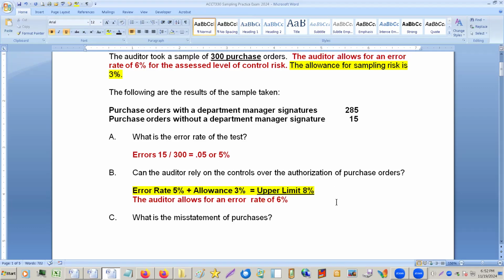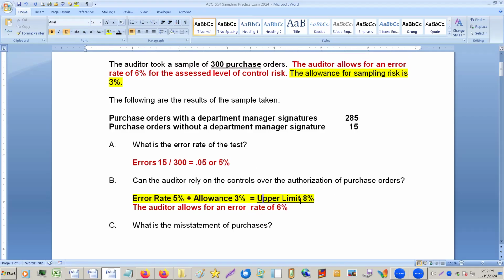So our error rate is 5%, our allowance is 3%. So the upper limit, according to our sample, this could be up by as much as 8%. The auditor allows for an error rate of 6%. So can they rely on it? No.